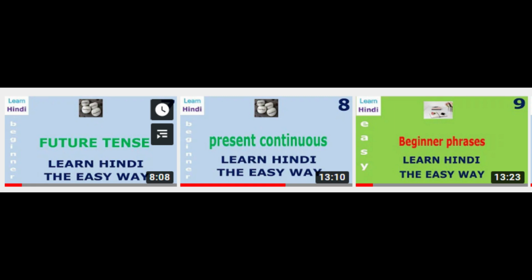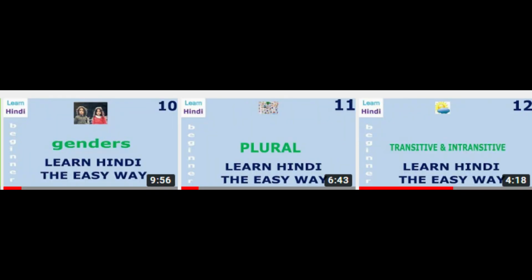The seventh one is future tense. The eighth one is present continuous, and the ninth one is beginner phrases again. So we're trying to cover all the very basic tenses and the basic grammar, so as we progress, it becomes easy for you to understand. Video number 10 again is genders. 11 is understanding plural. Number 12 is transitive and intransitive verb.